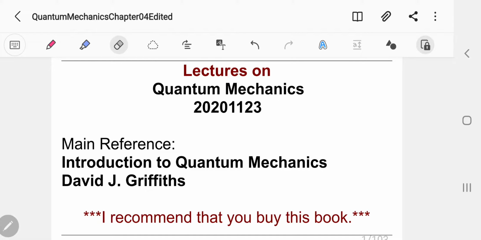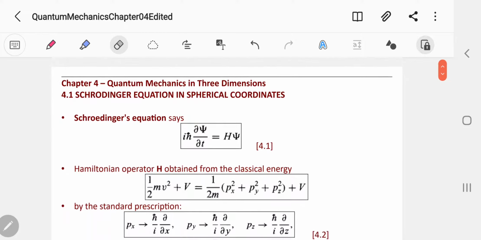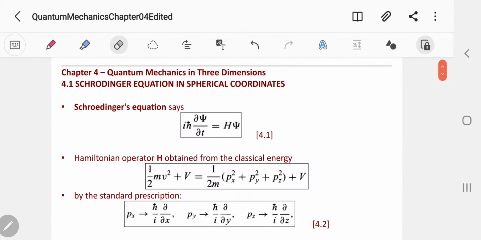So this is the beginning of another chapter, and in this chapter we'll be discussing quantum mechanics in 3 dimensions. We know that the Schrodinger equation is of this form, where psi is the wave function and H is the Hamiltonian.